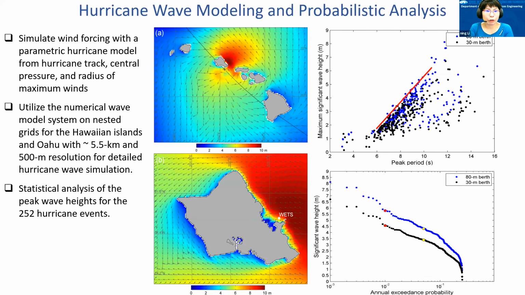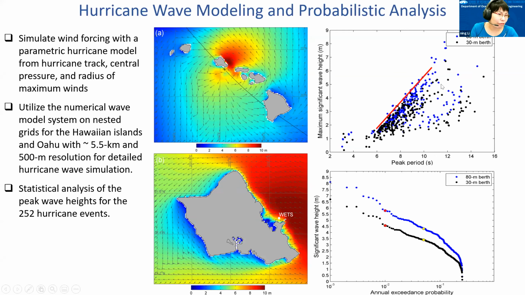And this is an example, just a scenario. Basically the most severe cases are when the hurricane makes a direct landfall from south of the island, and it's going to generate pretty big waves at the site. For each of these hurricane scenarios, we pick the maximum significant wave height and the corresponding peak period.